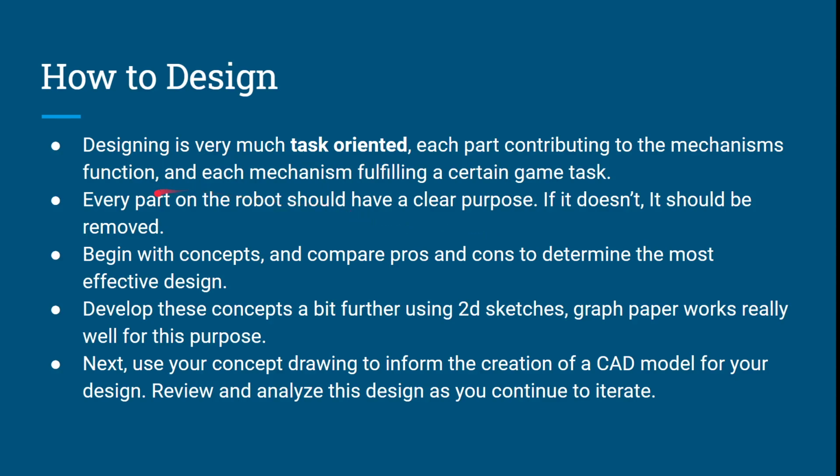It's very hard to find something that's completely superfluous on a design. So you're going to begin with concepts and compare pros and cons to determine the most effective design. And then this is your major design decisions phase, where you're going to be deciding what you're going to be designing. Then you're going to develop these concepts a bit further using 2D sketches on graph paper. It works really well for that purpose.